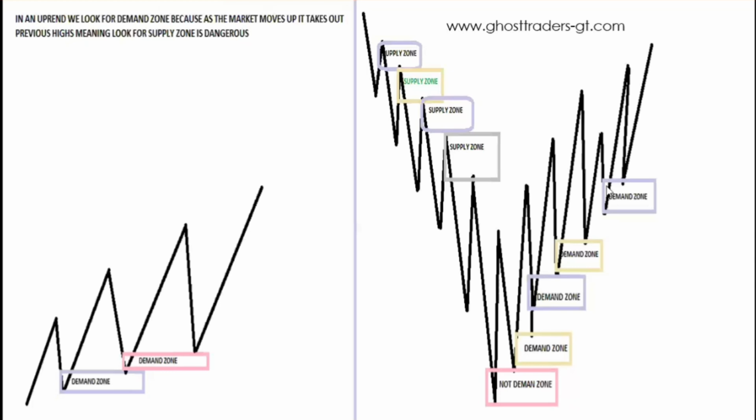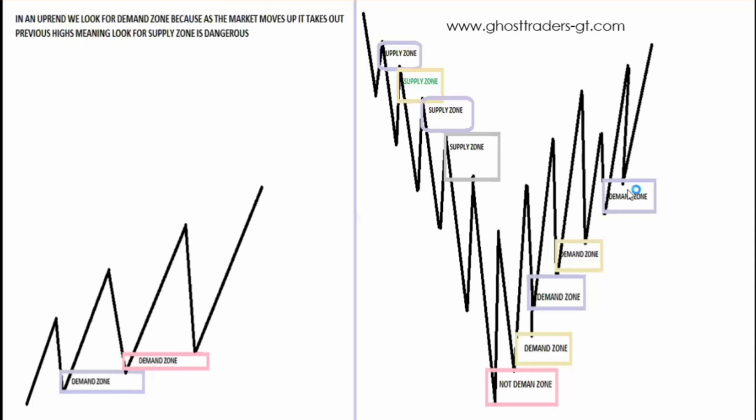So for an example, as you can see here, the market failed to take out this, then it comes down. We don't trade here. I didn't even indicate it as a demand zone. And then boom, the market goes up. It takes out this one now. Now I see the market, it takes out this one. Therefore, I can trade this area.